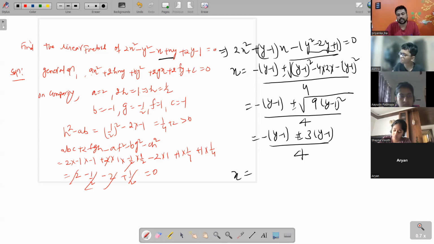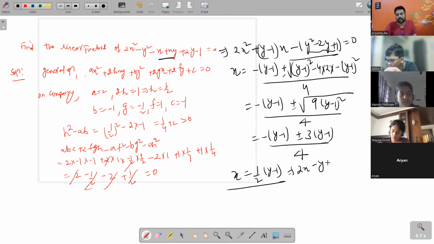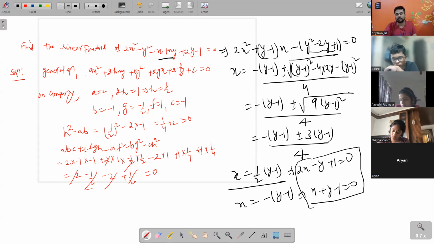So x can be either, if you take plus sign, minus 1 plus 3 is plus 2, and by 4. So half (y minus 1) factor will come from here. So 2x minus y plus 1 equal to 0. And if you take minus sign, then it is simply y minus 1 minus 1, minus 3, minus 4, 4 cancel. So x plus y minus 1 equal to 0. So these two are the factors of this equation. Understand?